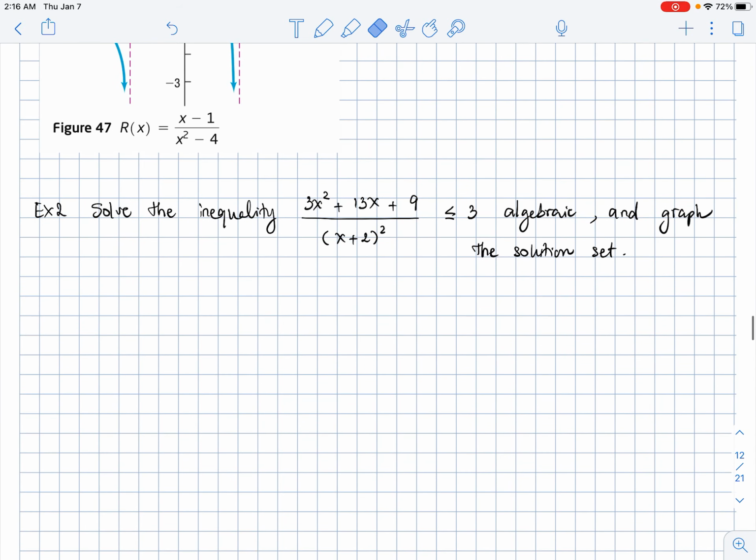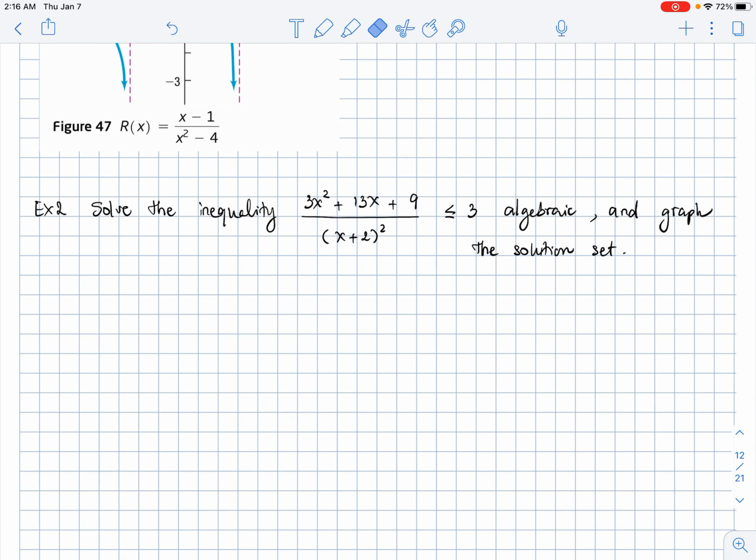And it will save us a lot of work, because you know that graphing the rational function takes a lot of time. In example number 2, we will solve this inequality using algebra. It will be easier if we have 0 on one side instead of the 3. So I need to rewrite this inequality so that I will have 0 on one side. I will subtract 3 from both sides.